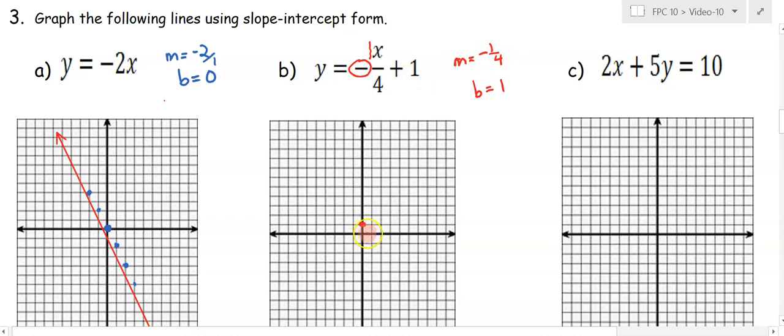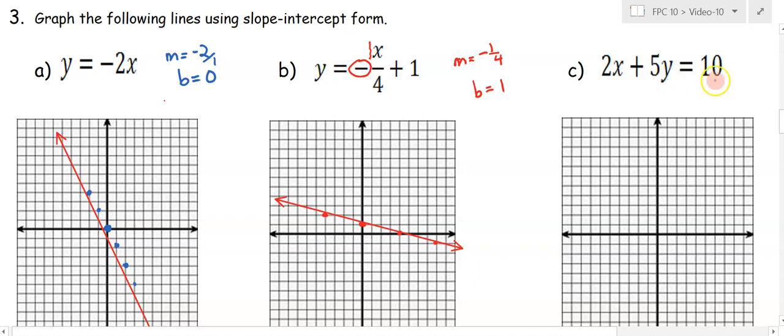And so now I use my slope, negative 1 over 4. Down 1 over 4, down 1 over 4. Or I could go up 1 over 4. And then I draw my line through it. And we have our line. There you go.